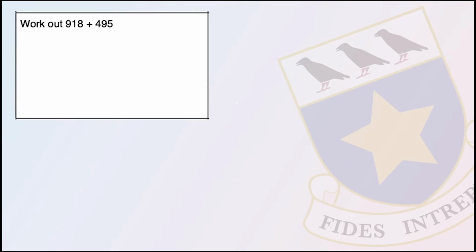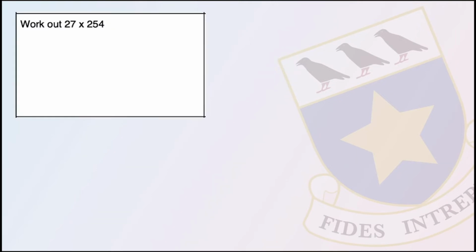Next, we're going to work out 918 plus 495. So 918, 495. I'm going to use the column method. So 8 plus 5 is going to be 13. We do the 3, carry the 1. 9 plus 1 plus 1 is going to be 11. We carry the 1. 9 plus 4 plus 1 is going to be 14. So 1413 is our answer.